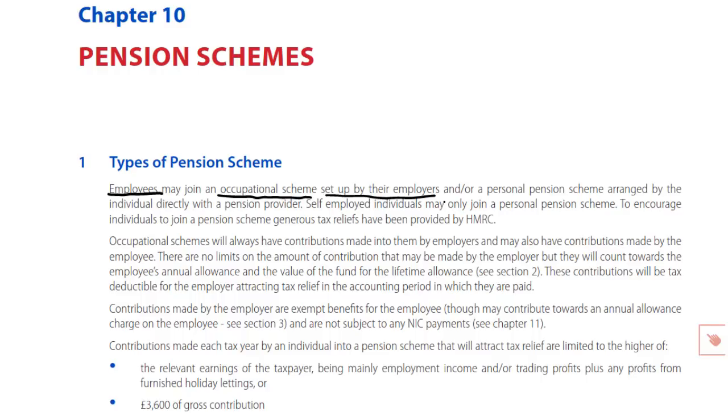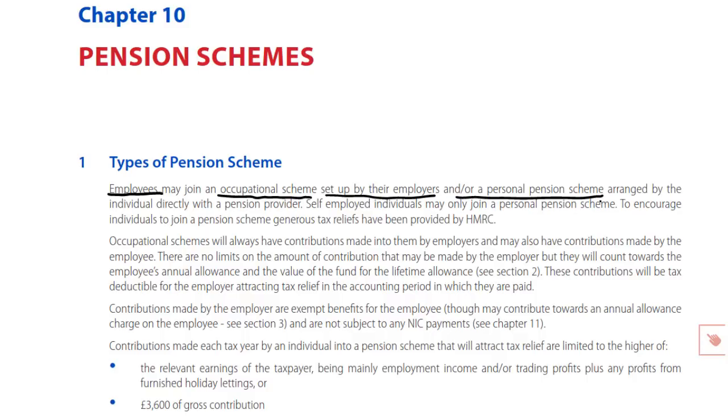If there is an occupational scheme, you as an employee may choose not to contribute into that scheme and instead have a personal pension scheme. So if you're an employee, there's the possibility of either or both schemes being paid into either by you or by the employer, both occupational and personal. It was in Chapter 9 that we looked at the occupational pension scheme contributions.